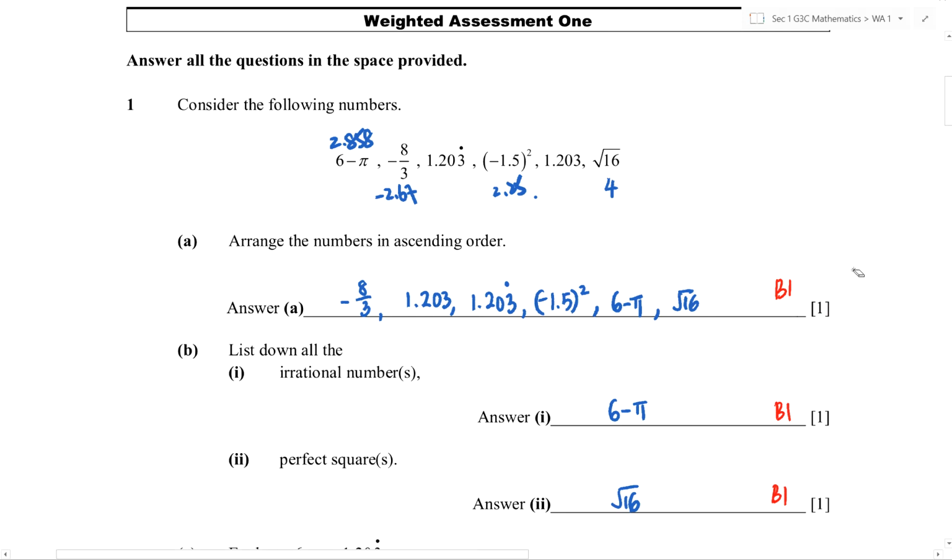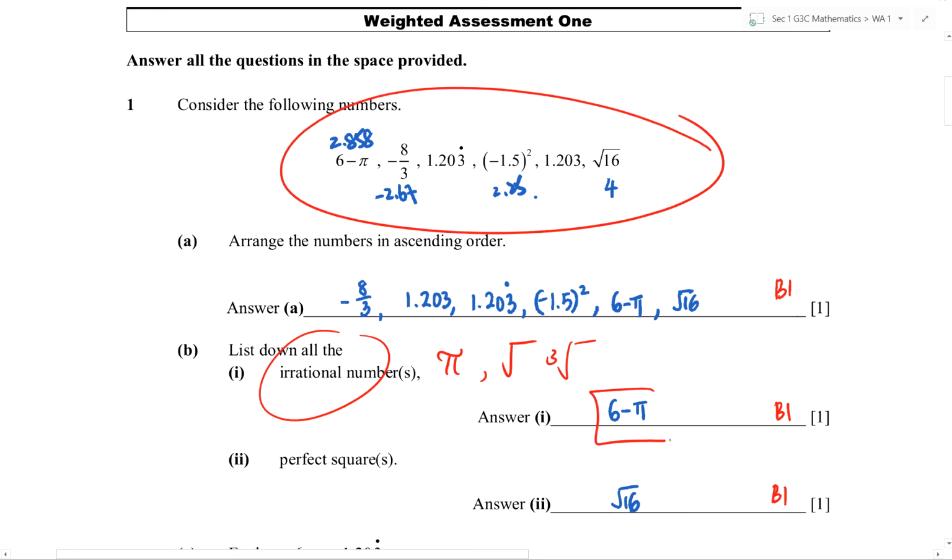So next, we have irrational numbers. They are numbers that cannot be expressed in the form a over b. In other words, numbers that include pi, numbers that include square roots of prime numbers, cube roots of prime numbers. All these will be irrational numbers. Okay, so out of all of them, we have 6 minus pi as an irrational number.